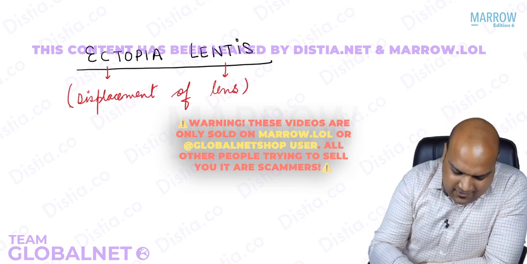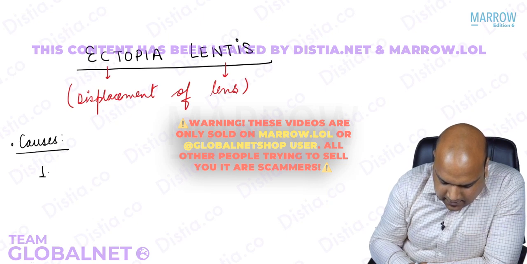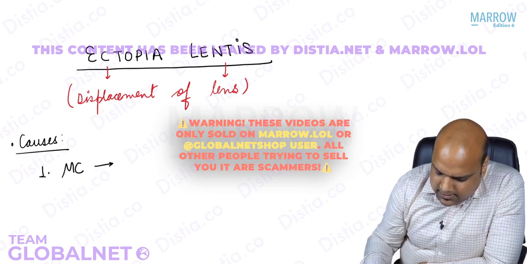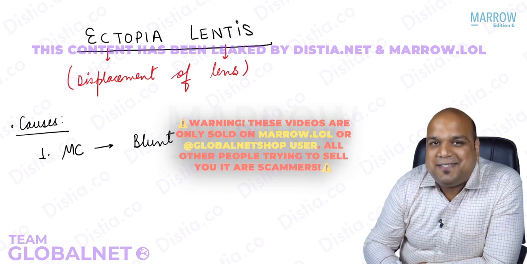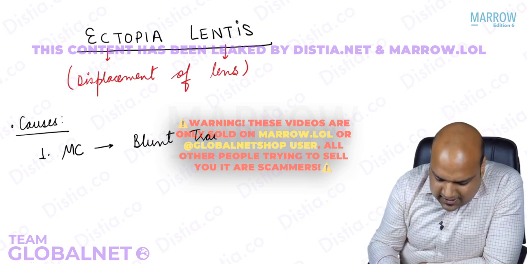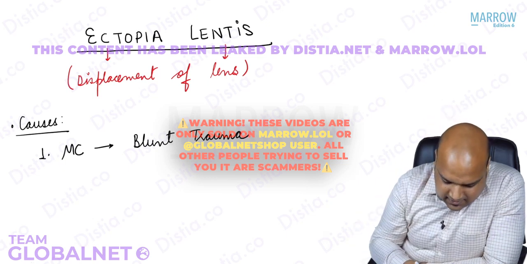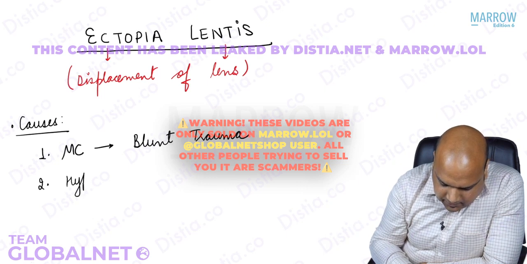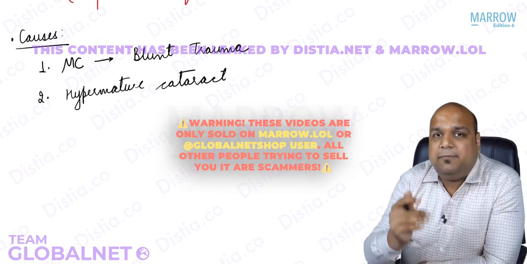Yes. Now, what we should know is what are the causes of ectopia lentis. Number one, what is the most common cause? So the most common cause is not Marfan syndrome. Yes, it is not Marfan syndrome, as a lot of students end up saying. I don't know why. The most common cause is blunt trauma. Okay. Ball, fist. Yes. Second important cause is hypermature cataract. I hope you remember the stages of the cataract that we had discussed.